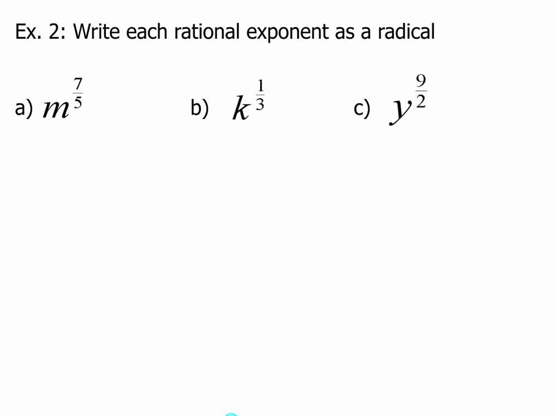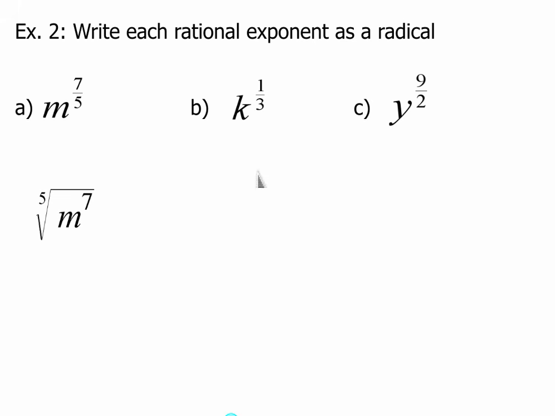For example 2, now we're going to go the other way. We're going to rewrite each one of these rational exponents as a radical. Here I've got m to the 7/5 power. When I go to write this as a radical, 7 is going to be the exponent inside the radical, and 5 is going to be the index. So 7 becomes my exponent inside the radical, and 5 becomes the index.